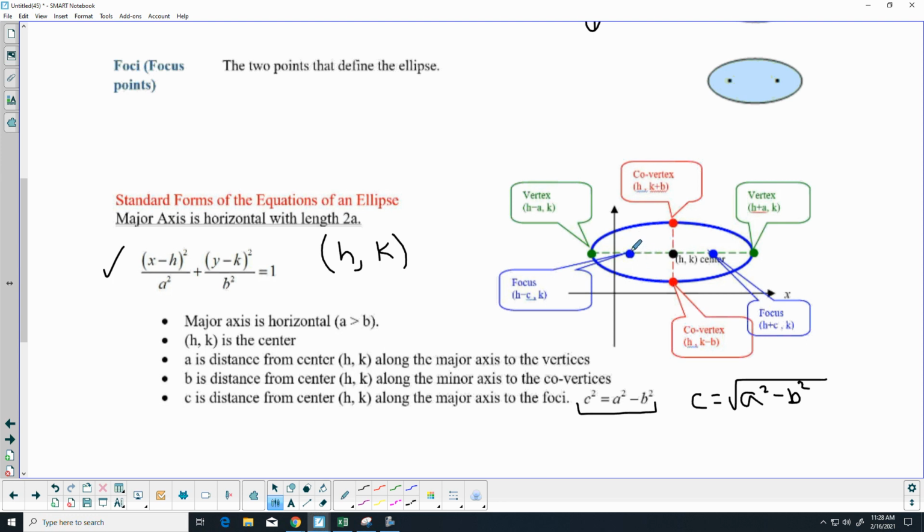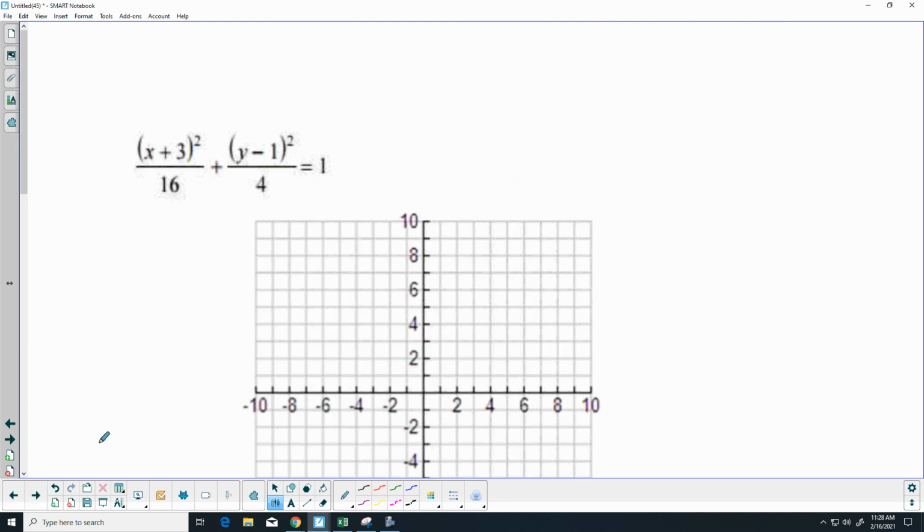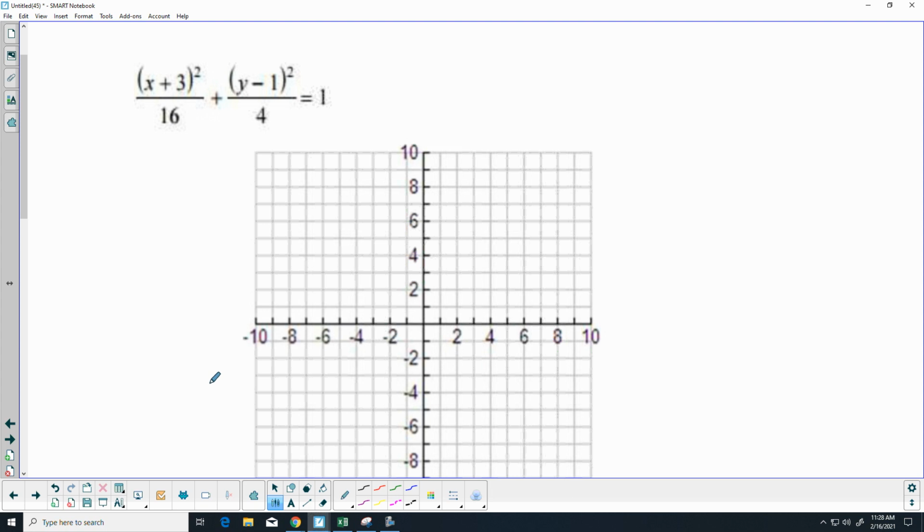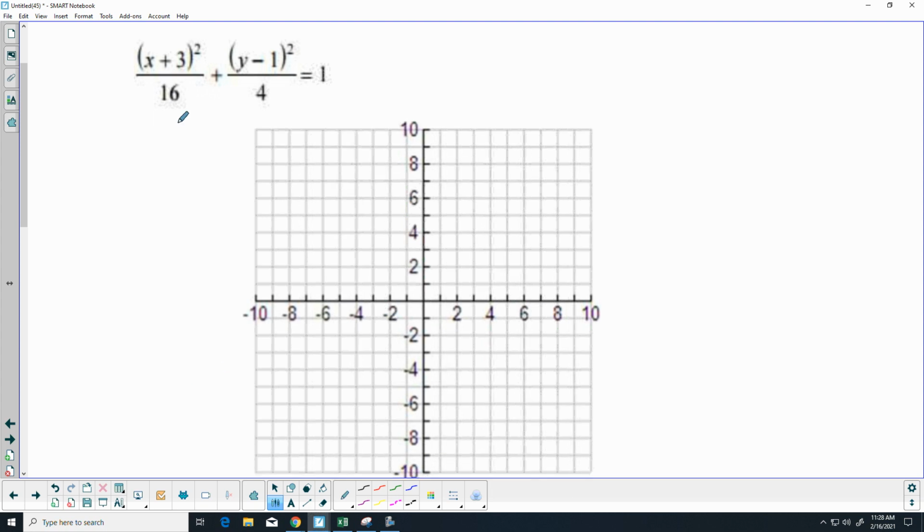Your vertices are always along your major axis, and your covertices are always along your minor. The foci can be found from C squared equals A squared minus B squared. Again, a lot of information right there. So let's go ahead and we're going to graph one of these, okay? And we're going to find all the information.